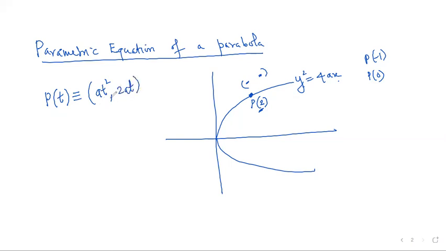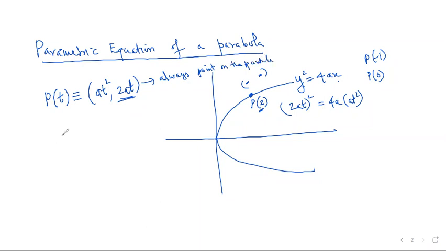Check whether, first of all, this is a point on this parabola. If it is a point on the parabola, it should satisfy the equation. Put 2at in place of y and at square in place of x. Are both sides equal? Are they equal? Yes, sir, they are equal. Therefore, this is always a point on this parabola. You agree with this?